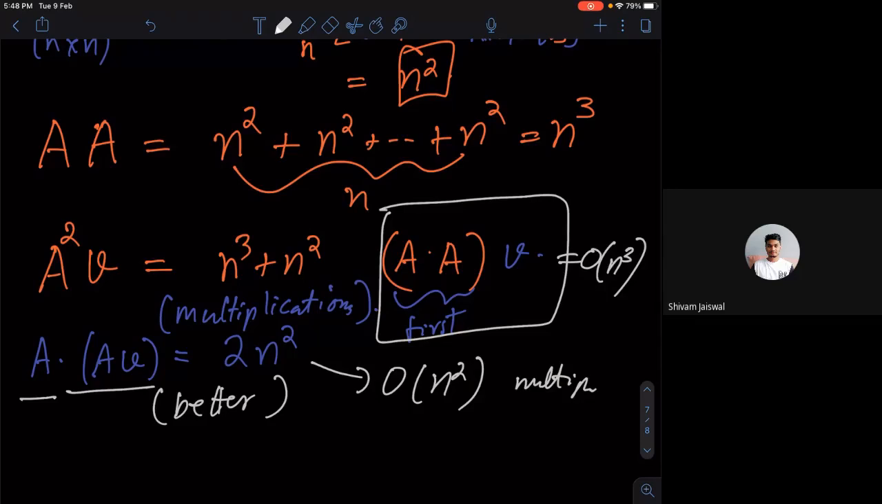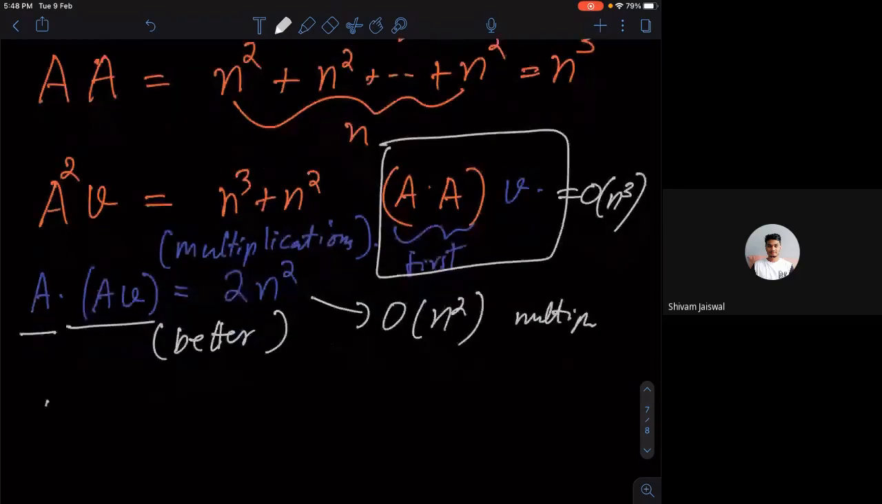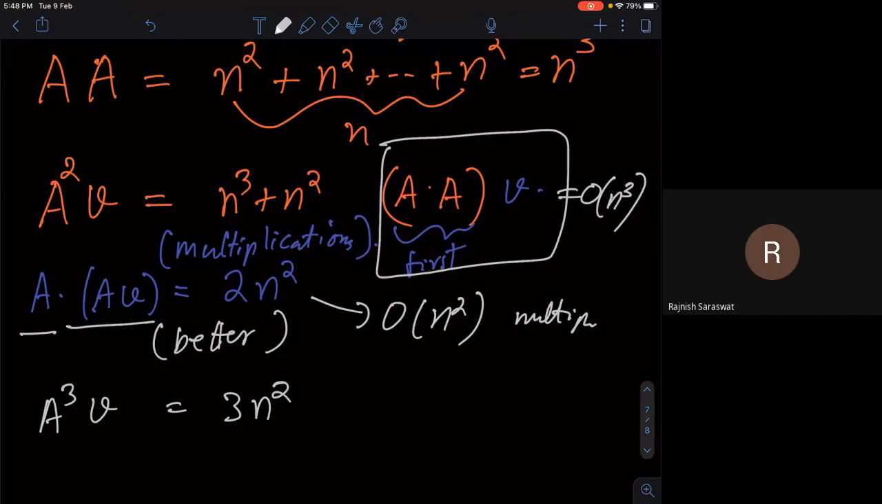So now we know multiplication, and what about A cube v now? How many multiplications? 2n cube plus n square. No, you again went back to the wrong method. You have to first multiply AV, get that vector, and then multiply again with A, etc. So this is 3n square. So for A raised to 100 v, the number of multiplications is 100n square, right? These many multiplications.